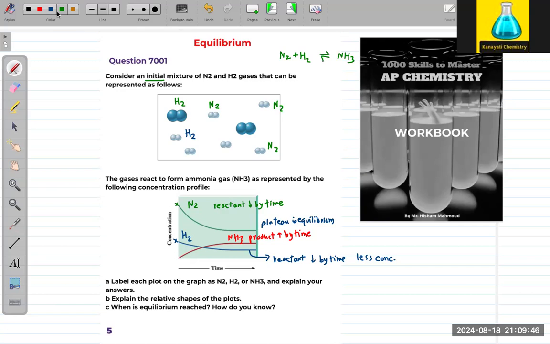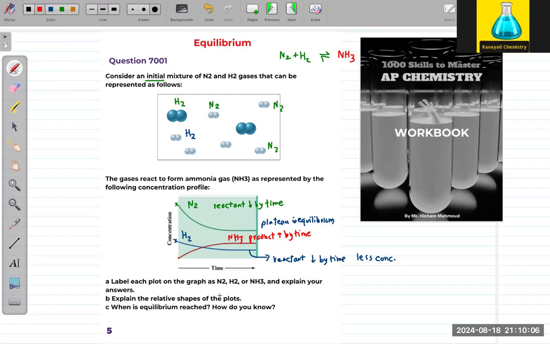So starting from the zero, this is the NH3. If you want, you can also draw it in red so you can understand. This is NH3, and it is increasing. At the beginning, it was zero. There is no NH3 here. Then suddenly it starts to form. So zero at the y-axis starts to increase, and then it stops. The increased concentration becomes stable.